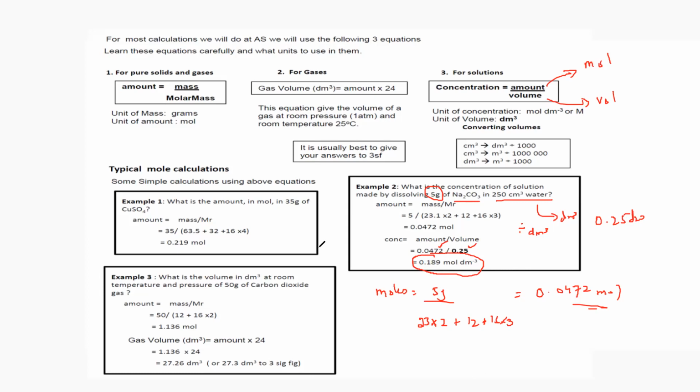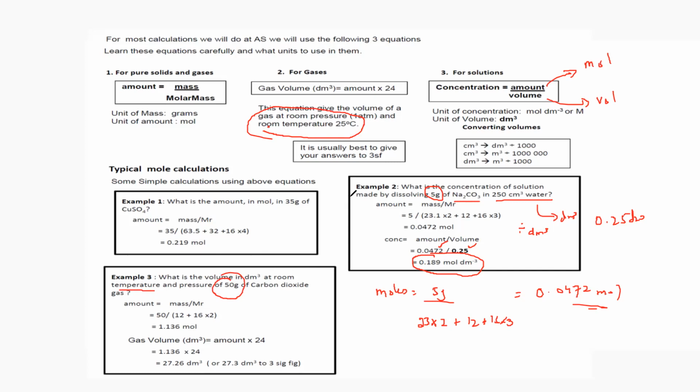And about the third one, what is the volume in dm cube at room temperature? Room temperature is considered as 25 because, if the question specifies room temperature, you consider that as 25. Otherwise, if the temperature is not 25, then you cannot use this formula; then we use another formula that we'll discuss later in the class. So what is the volume in dm cube at room temperature and pressure for 50 grams of carbon dioxide?